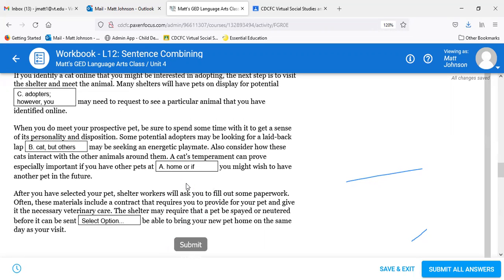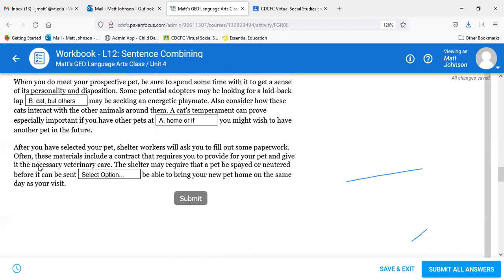Yeah. So real simple here, right? We don't want to change. The problem with some of those other choices is that it kind of changes the idea with although or however, but or is giving you two choices. So a cat's temperament can prove especially important if you have other pets at home, or if you might wish to have another pet in the future. So that way, it's an either-or kind of statement.